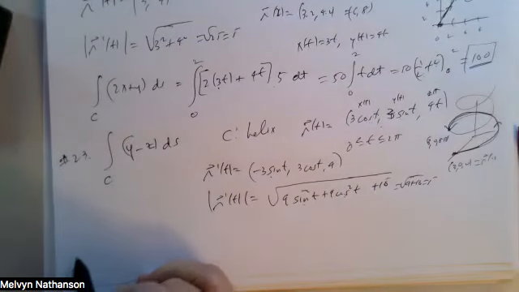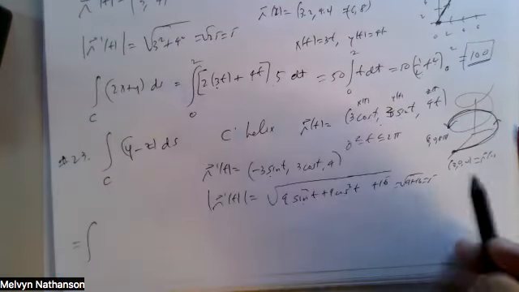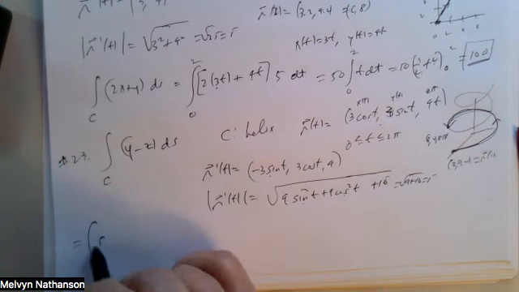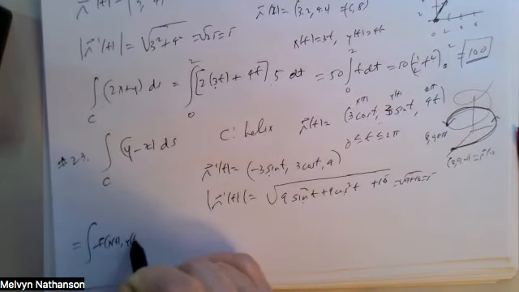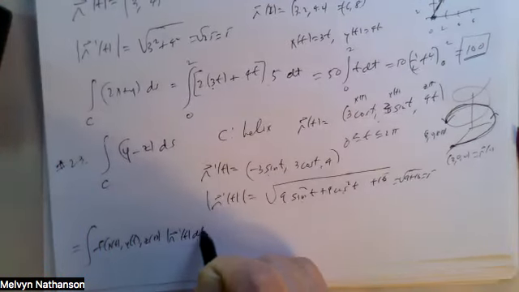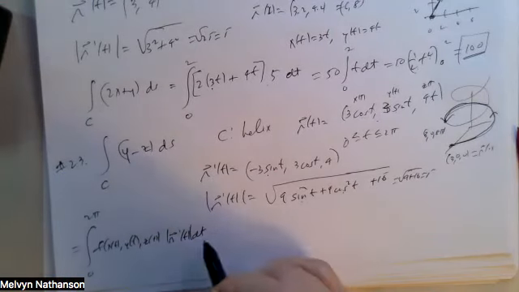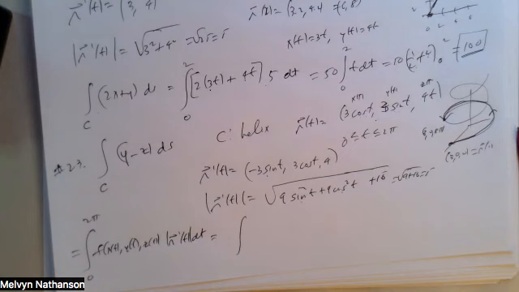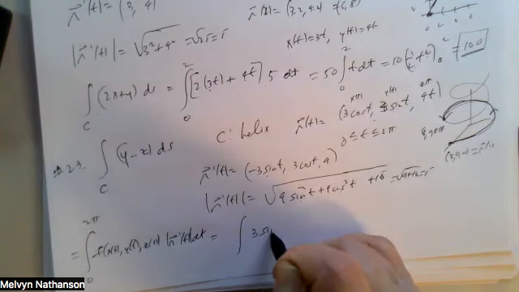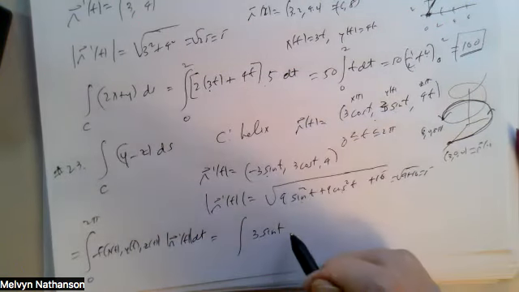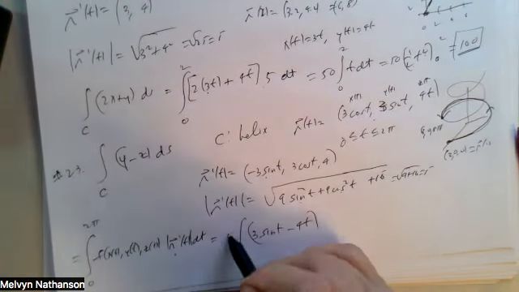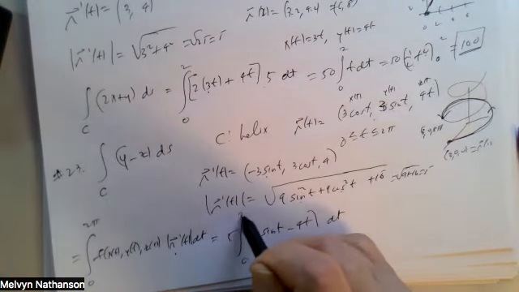So this integral is the integral of f of x of t, y of t, z of t, times the absolute value of r prime of t, dt from 0 to 2 pi. This is equal to what? y minus z. y is 3 sine t, z is 4t, times the length of r prime of t, which is 5, dt from 0 to 2 pi.